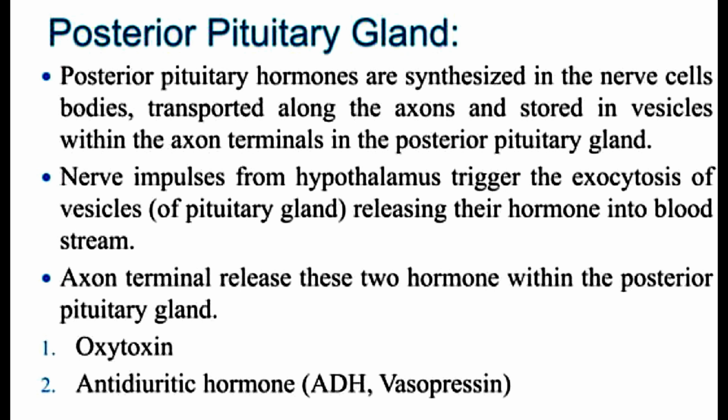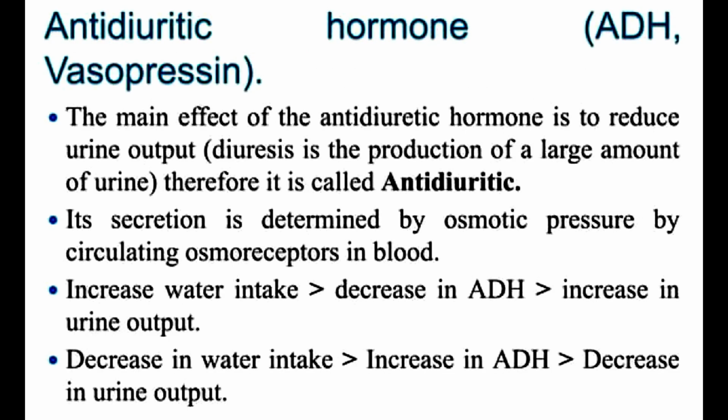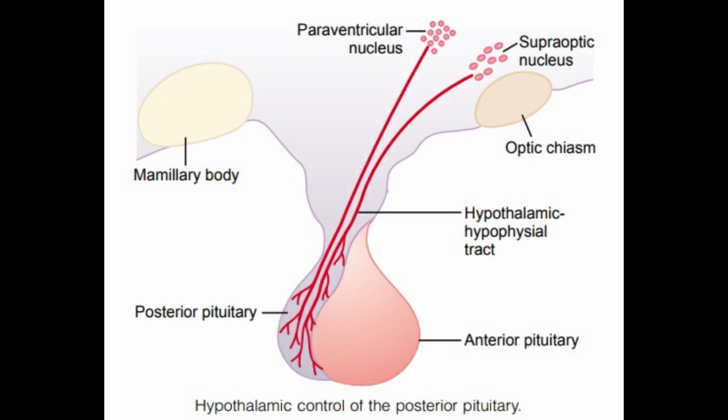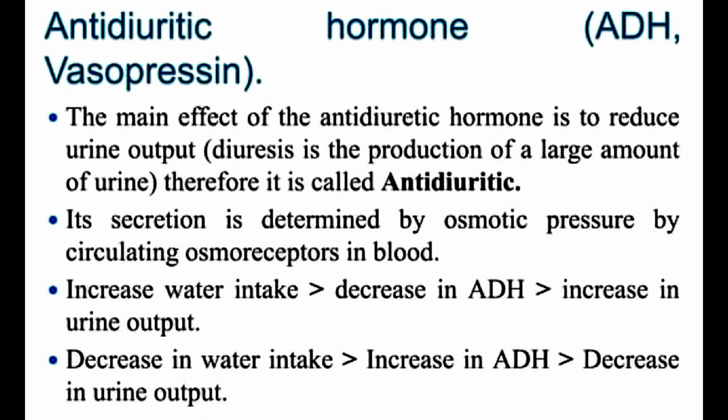In the posterior pituitary, these hormones will be stored at where? At the nerve endings. So that is why they are known as neurohormones. First is the antidiuretic hormone. It is mainly secreted by the supraoptic nucleus of the hypothalamus, and is secreted by the paraventricular nucleus in smaller quantity.